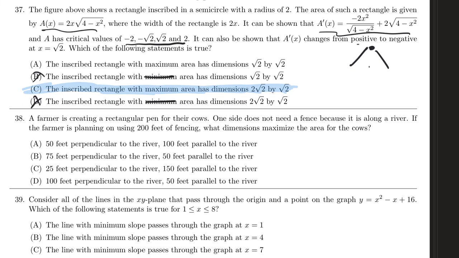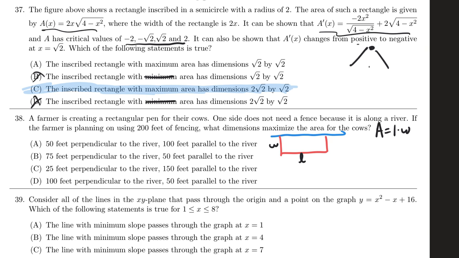And then now we have to do a bit more work. A farmer is creating a rectangular pen. One side does not need a fence because it's along a river. So we have this river, and we create the pen. It's going to look like that. I want to maximize the area for the cow. So we know the area of a rectangle is length times width. So let's call that the length and that the width.